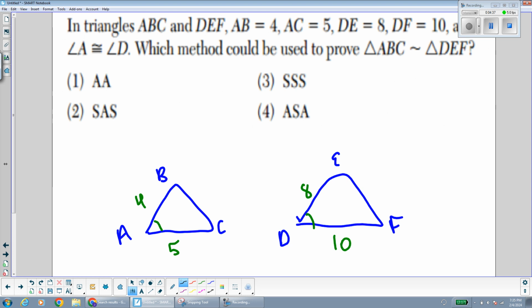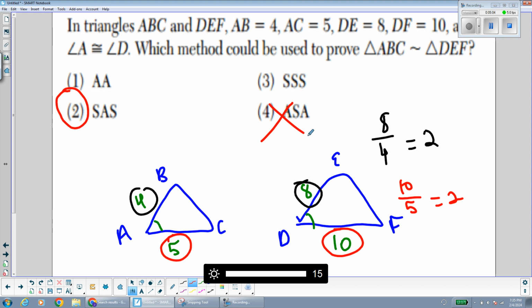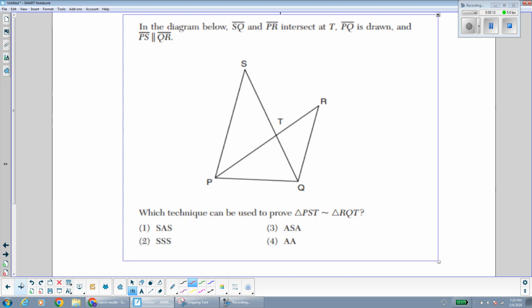But in order to be SAS, we do need to tell if the sides are proportional to each other. So I am going to do the side from the big triangle divided by the corresponding side from the small triangle so we can see what the scale factor is. And I'm going to do the same thing for the other pair of corresponding sides so we can see that the scale factors are the same. They are in fact the same, so they are proportional, and the triangles are similar by SAS. We could have eliminated answer choice 4 right away because ASA is not one of our ways of proving triangles similar. That is only a way of proving triangles congruent to each other.